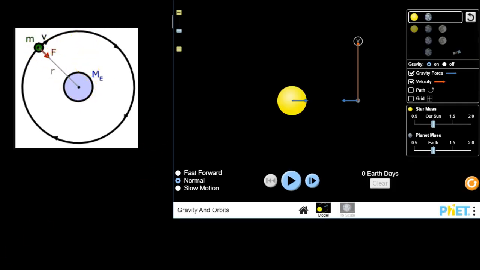I have a little PhET simulator that I'll show you, pretty basic. Here is like the Earth. Here's the sun. This is representing the forces.